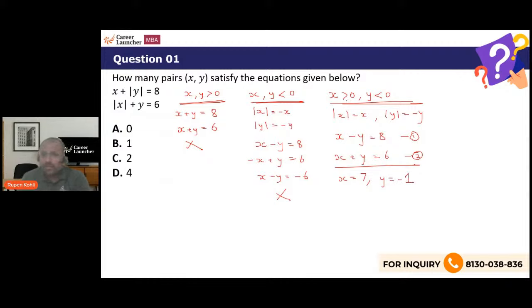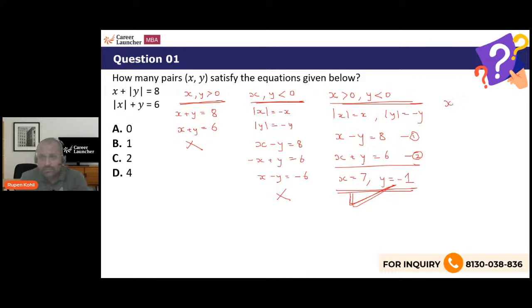We assumed that x is positive, y is negative. The solution that we got is satisfying that criteria as well, isn't it? x is positive, y is indeed negative, right? So this solution is acceptable. This is the first solution that we get.